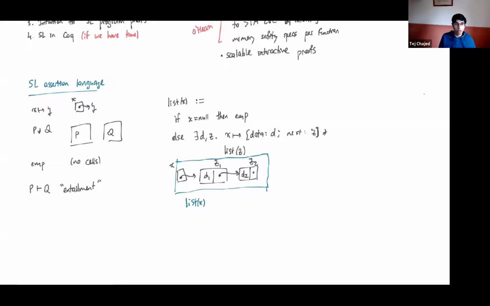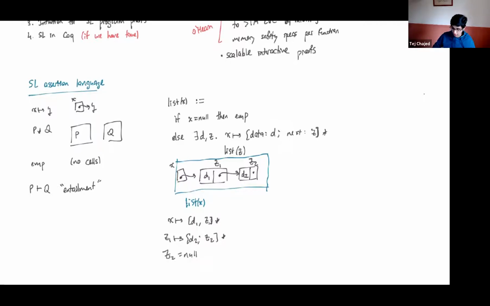This was a point of confusion, I think, in the reading question, where I think some people were imagining that tree of x is just the root pointer to the tree. But list of x is not just this root pointer x, it's all of the cells in the list, because those are all part of this predicate. In fact, in this particular case, list of x consists of x points to d1 and z1, and then it also has z1 points to d2, z2, and then it has finally z2 equals null.